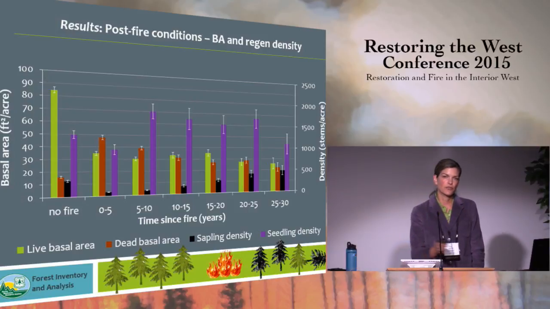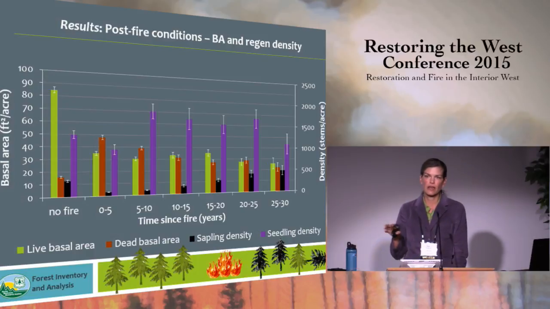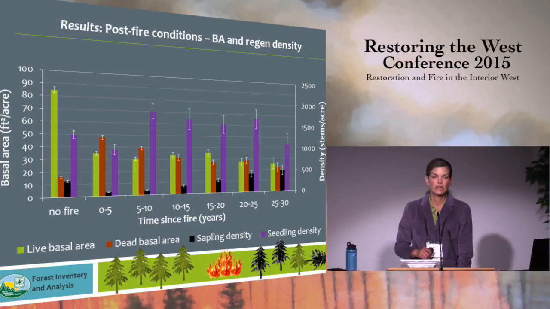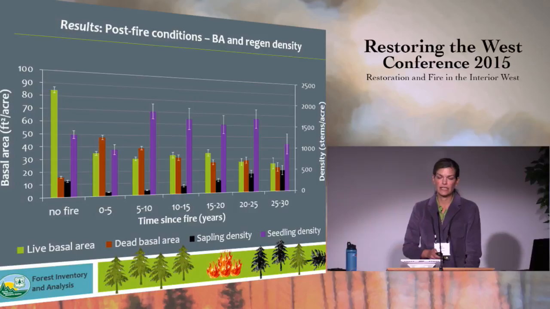Immediately post-fire to 25 to 30 years post-fire, we saw a slight decrease in live basal area, which we're pretty sure is just background mortality of those survivor trees.